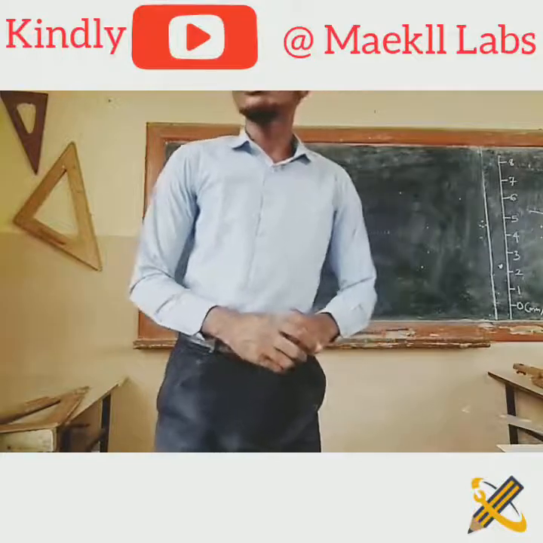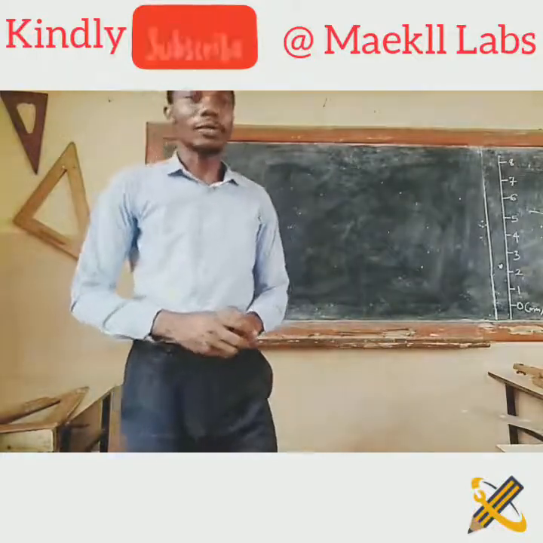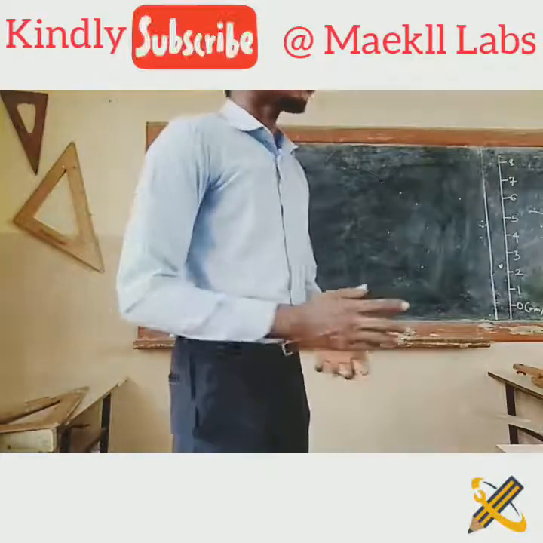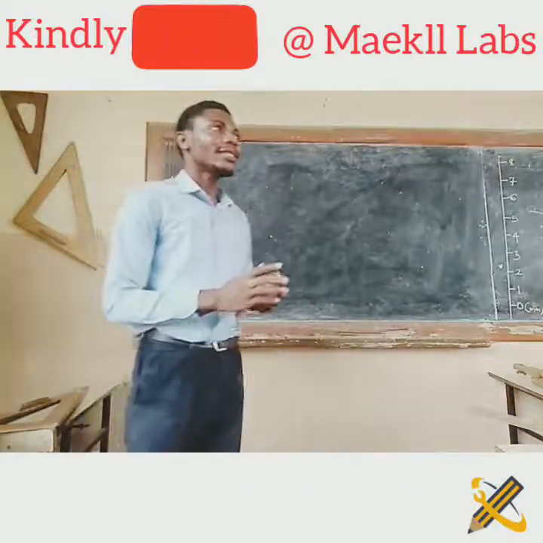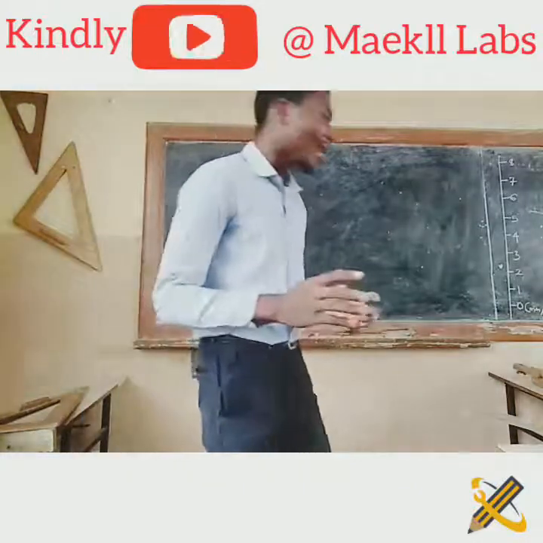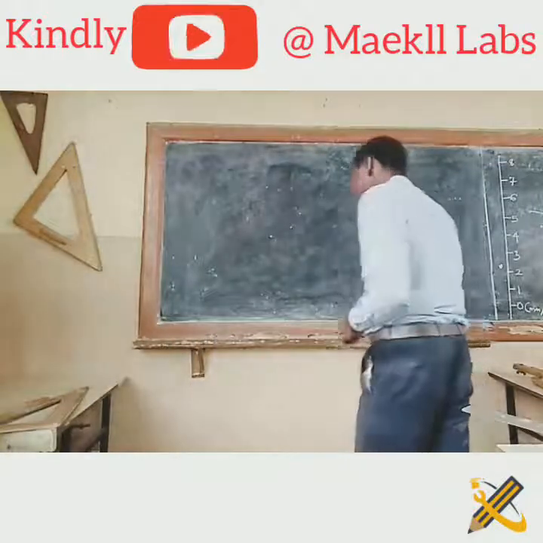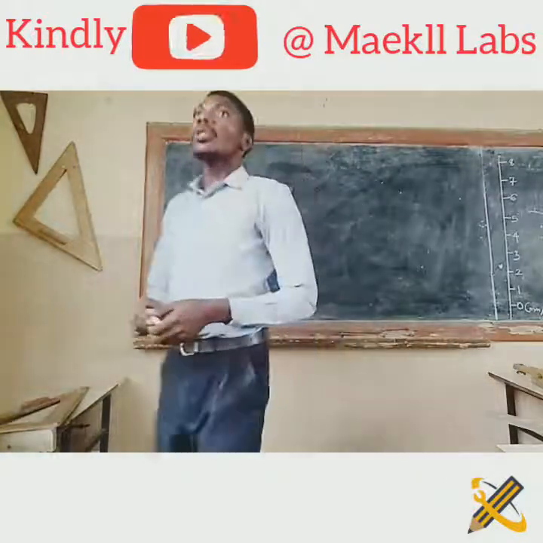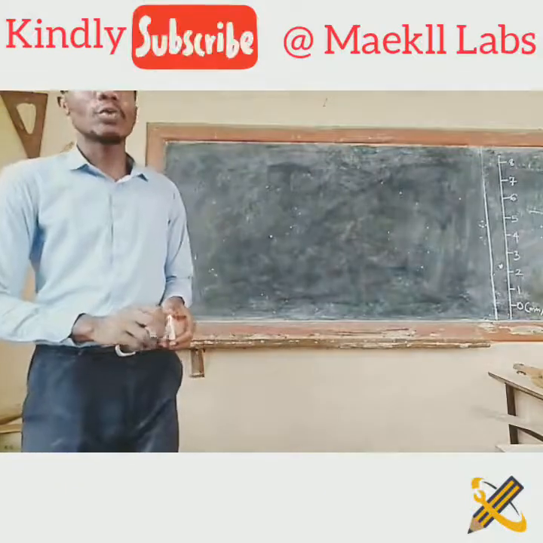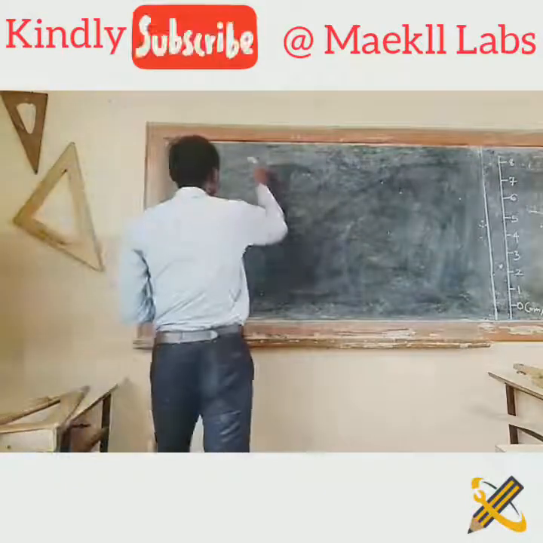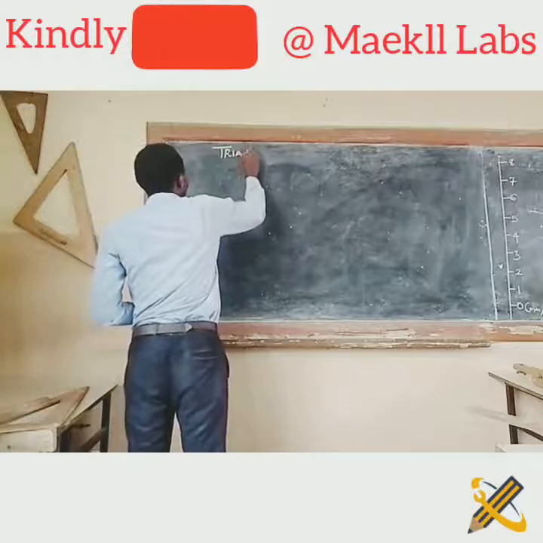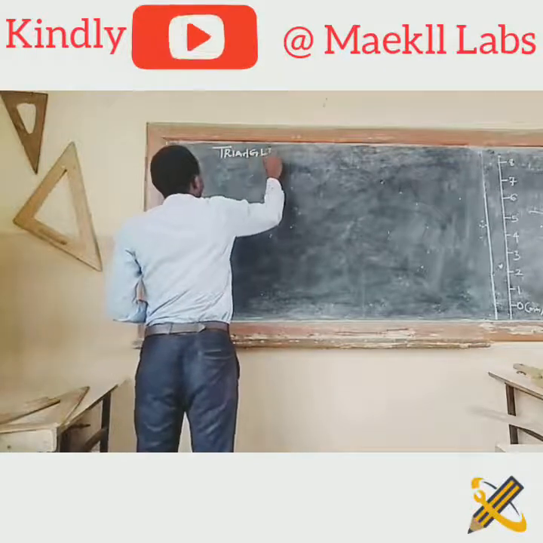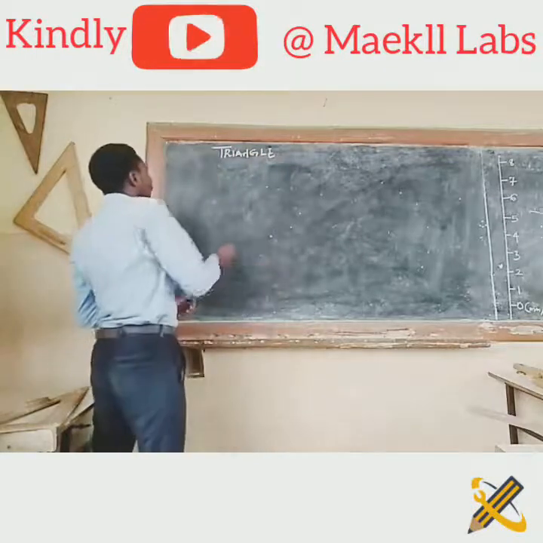For today, we'll be looking into triangles. So, what's a triangle? A triangle is a plane figure having three sides and three angles, and the total angle in a triangle is equal to what? It is equal to 180. Yes, the total angle of a triangle equals 180.